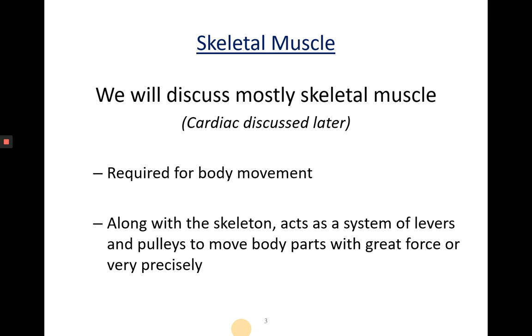All right, so what things to keep in mind about your skeletal muscle? First of all, along with the skeleton, it's going to act as a system of levers and pulleys to move the body with great force or very precisely. So your bones and your skeletal muscles are going to be highly tied together to control movement of your body, also to help maintain posture and to help maintain the force and exertion your body can keep. Okay. And skeletal muscle will also be required for the physical movement of your body per se.